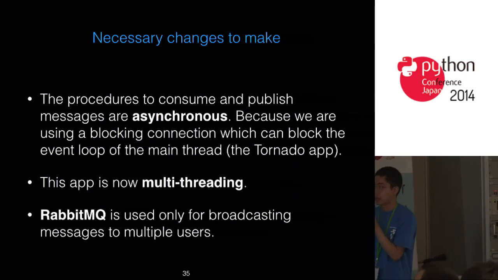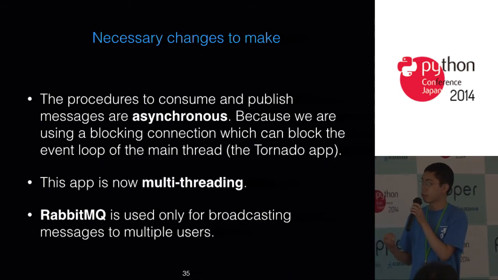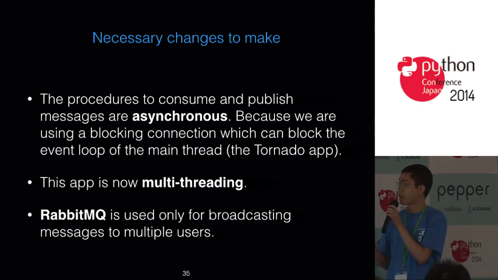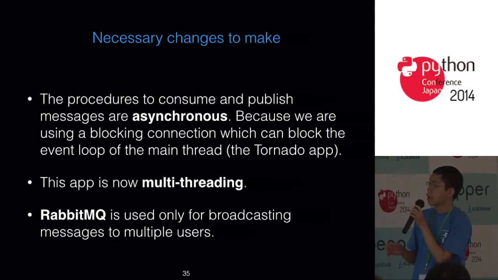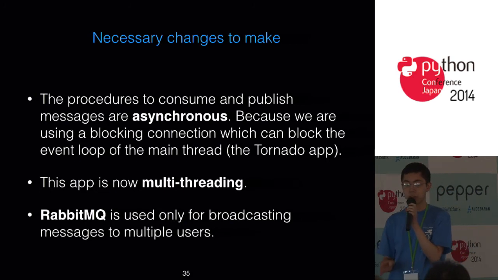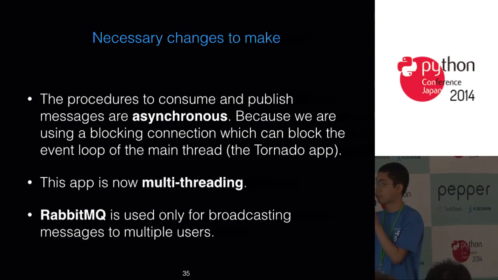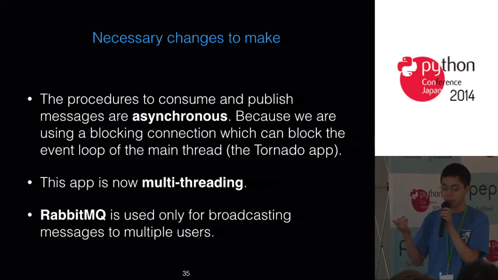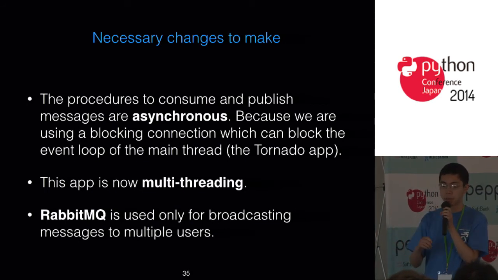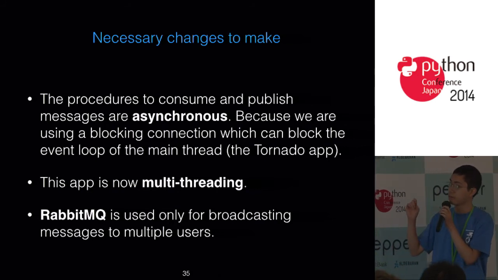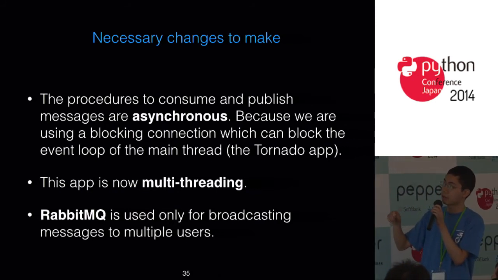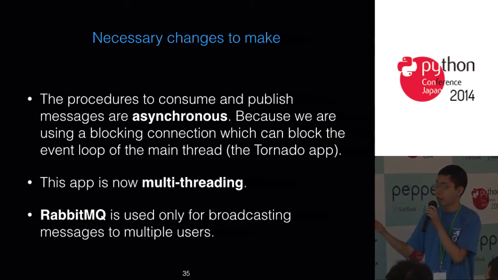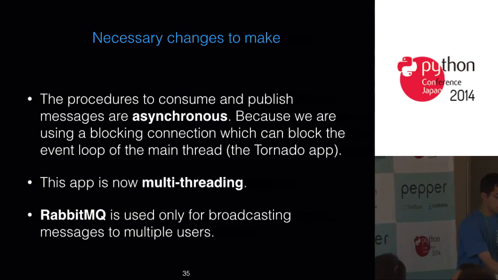Now it's actually changed. The way the message exchange works has also changed. Now we use RabbitMQ to do all the broadcasting, and the application, which was single thread because that's how the Tornado framework works, is now asynchronous. It's actually become multi-threaded because it's a blocking connection. If we keep it there, it's going to block the event loop of the Tornado framework. So we have to spawn a new thread for the consumer and for the publisher, and that's why it has become multi-threaded.